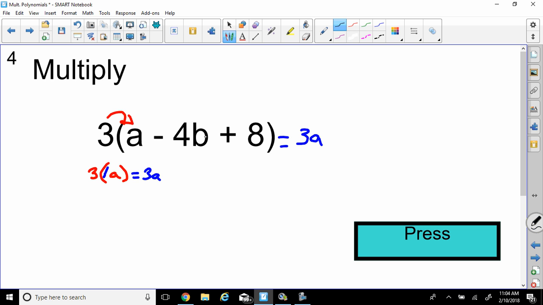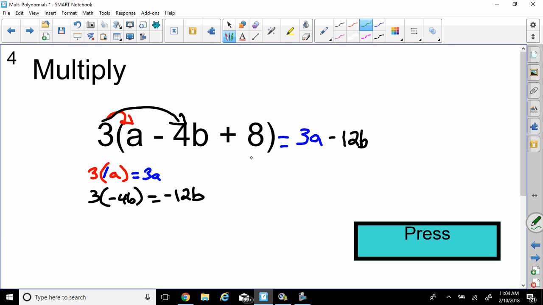Now let's multiply the 3 times the minus 4. We bring along the sign with the 4. So that's going to be 3 times minus 4, and we have a b with that. 3 times minus 4, or negative 4, you can say, that'll give you a negative 12, and don't forget the b. And that's our second part of the answer.